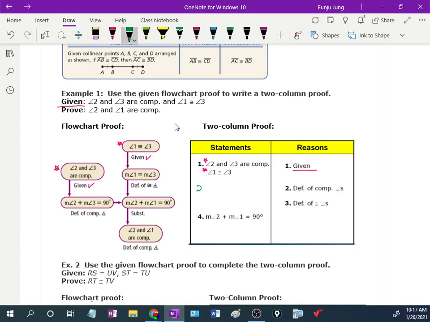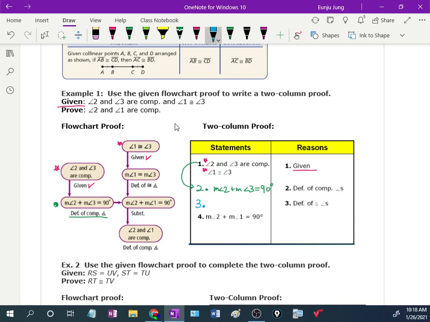Second step. It says use definition of complementary angles. So which one is using complementary angles? Complementary angles here, right? So this is from above. Angle 2 and angle 3 are complementary. By using the definition of complementary angles, we can say measure of angle 2 and measure of angle 3 together make 90 degrees. So this is going to the next step in the flowchart, right? So this is from the first given, okay, first given. Make sense?